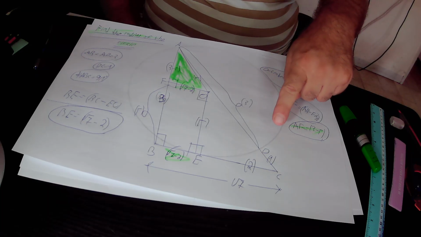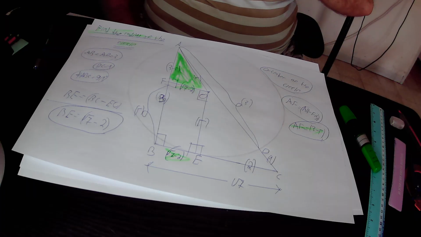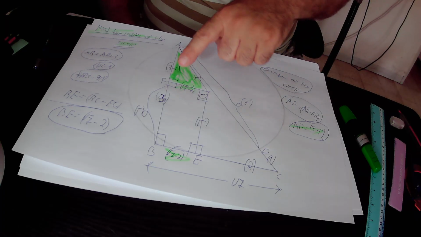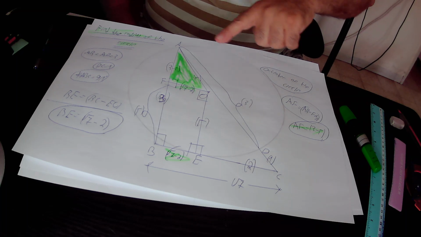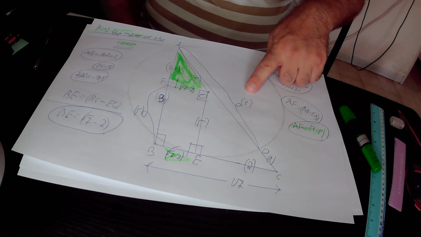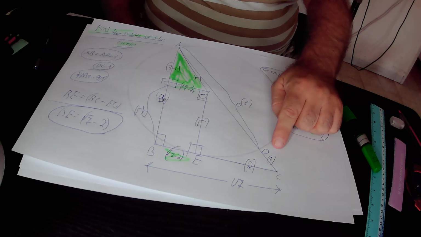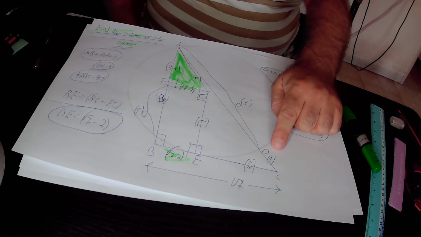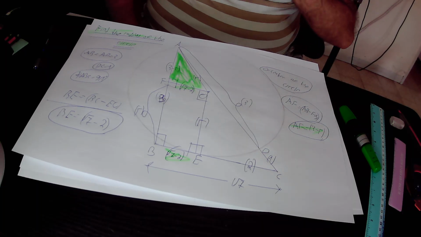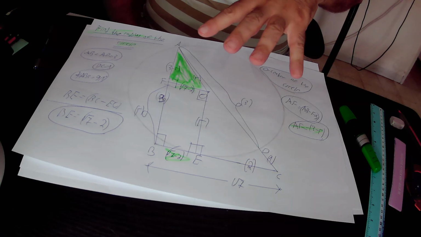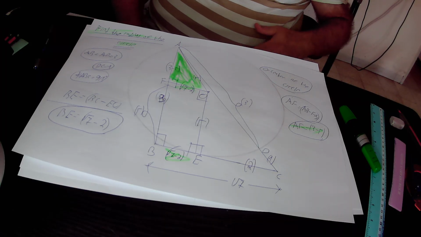This is line segment AD. Again, this is side AB of the right triangle ABC, that equals 4 units in length. This is line segment AD, that also equals 4 units in length. This is line segment DC, that equals 1 unit in length. Again, our task is to find out the radius of this circle.